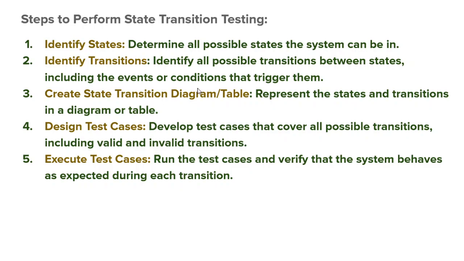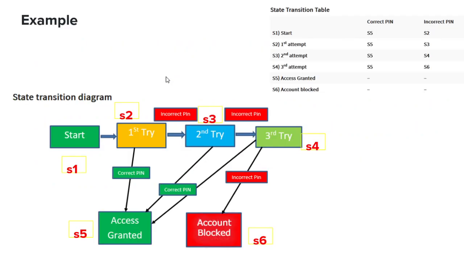So we have to create the state transition diagram that represents the states and transitions in a diagram or a table. And then we have to design the test cases according to that state transition diagram or table. Those scenarios will cover all possible transitions, including valid as well as invalid transitions. And then we can execute those test cases and verify the system behavior, whether it is working as expected or not. Now let's see one example for such a scenario.